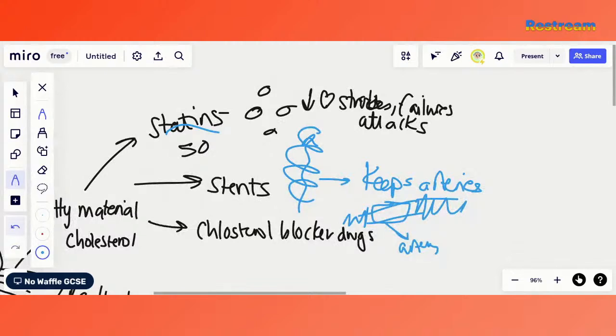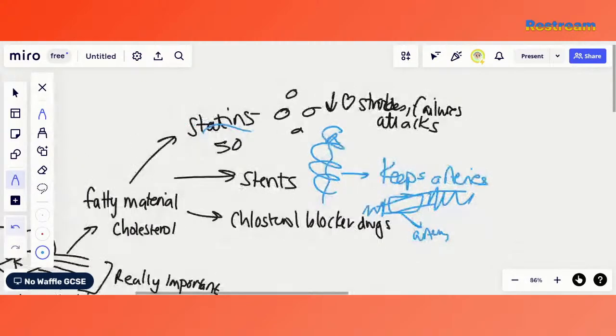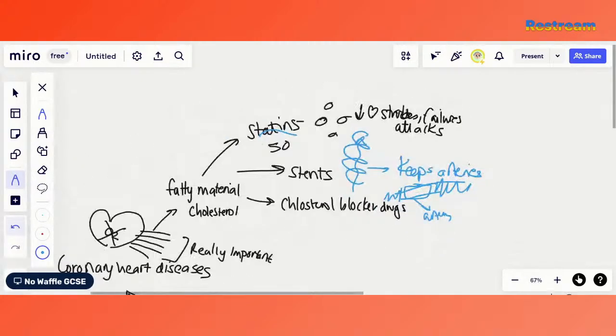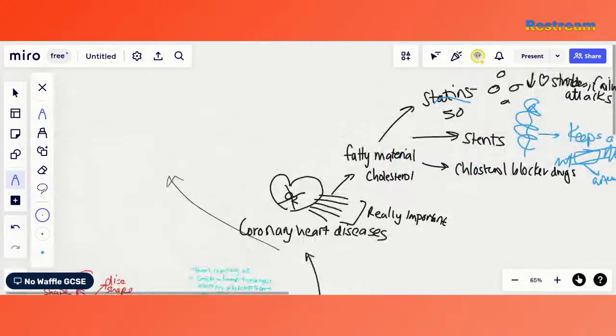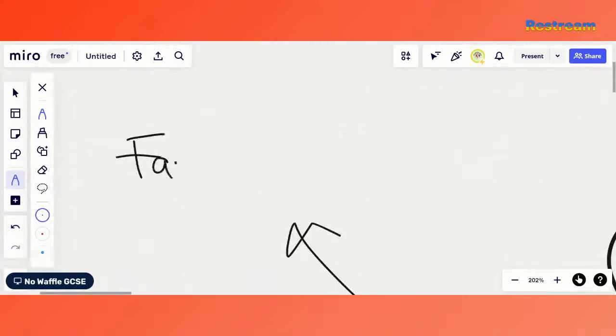Now, what other problems can there be with hearts? There can be many problems with hearts. So we've talked about coronary heart disease. Another thing that's worth mentioning is faulty valves.